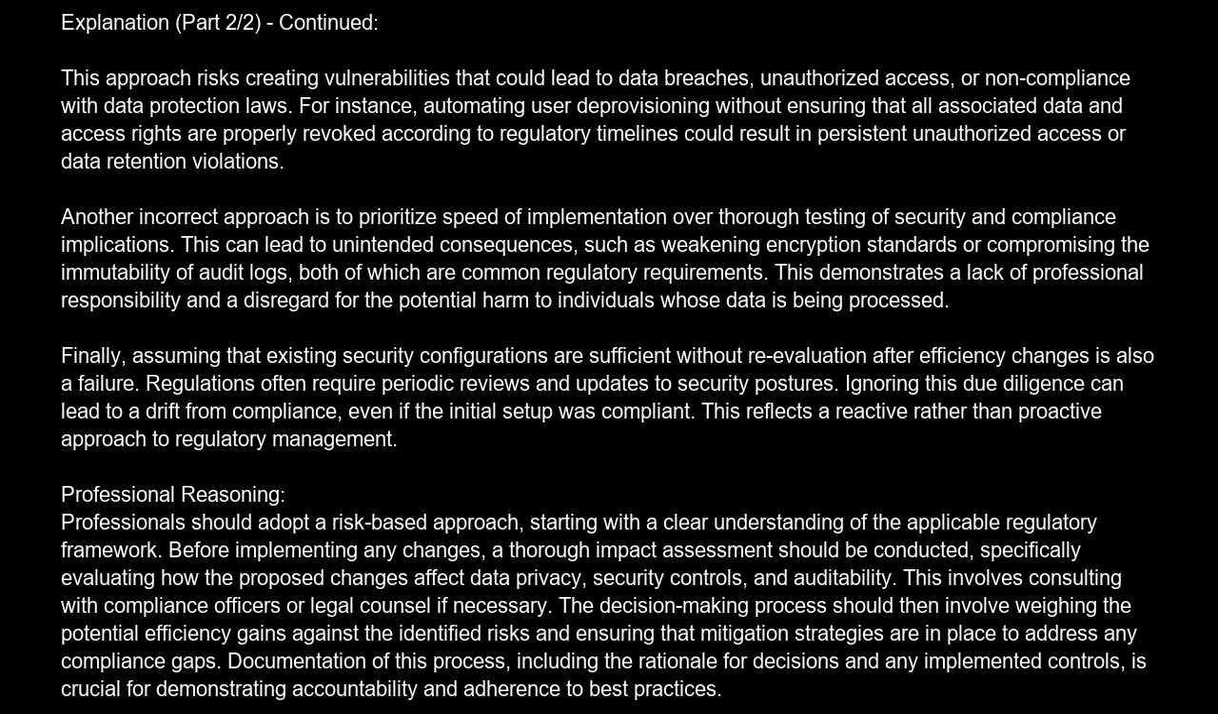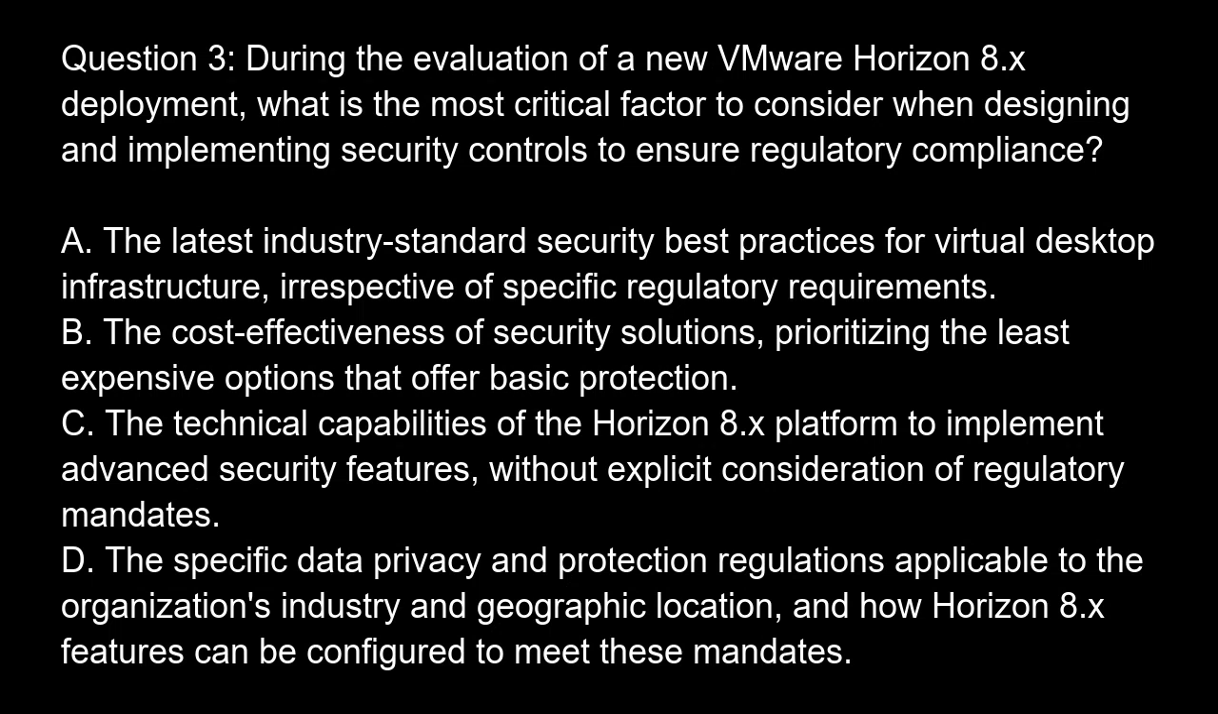The decision-making process should then involve weighing the potential efficiency gains against the identified risks and ensuring that mitigation strategies are in place to address any compliance gaps. Documentation of this process, including the rationale for decisions and any implemented controls, is crucial for demonstrating accountability and adherence to best practices. Question 3.